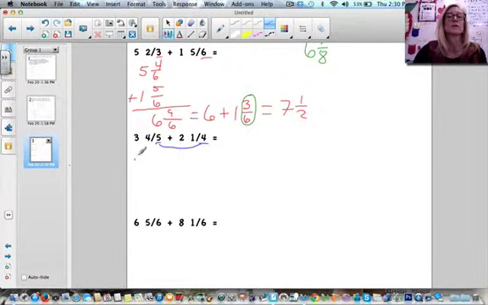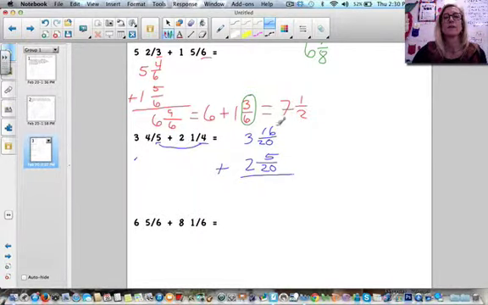So I'm going to rewrite it over here as 3, and my new denominator is 20. So I ask myself, 5 times what is 20? And it's 4, so 4 times 4 is 16. And then I'm going to add to that 2, and again we have to change it on the second number as well to have that denominator of 20. And since 4 times 5 is 20, 1 times 5 is 5.